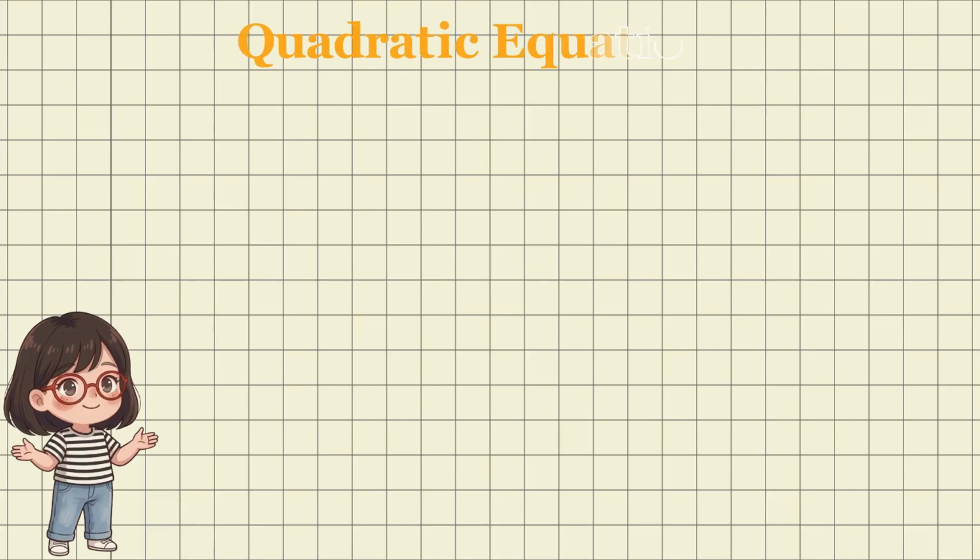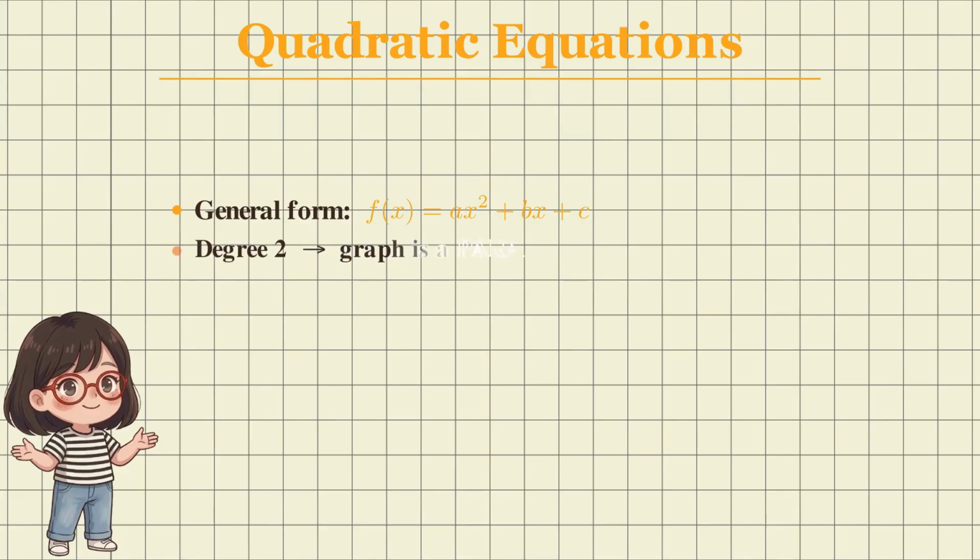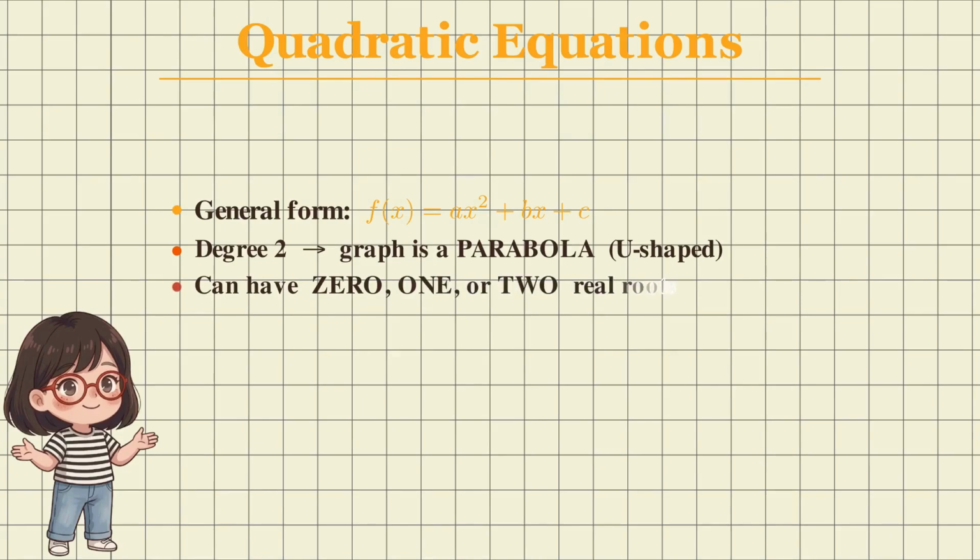Let's move to degree 2. Quadratic equations. The general form is f of x equals ax squared plus bx plus c. That squared term changes everything. Because of that squared term, the graph is no longer a straight line. It becomes a parabola, that beautiful U-shape. And here's where it gets fun. A parabola can have 0, 1, or 2 real roots. Let's see what that actually looks like.